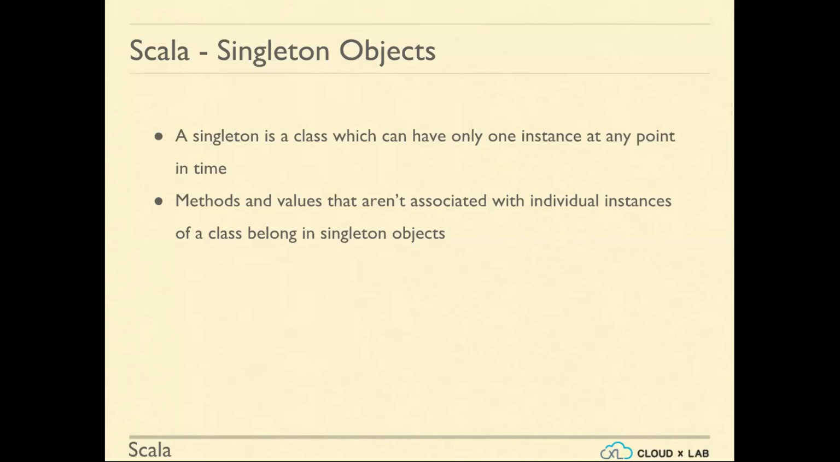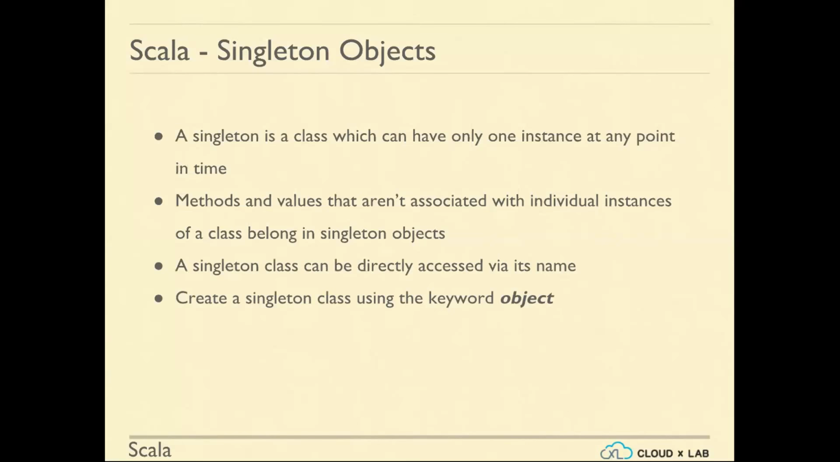Methods and values that are not associated with individual instances of a class belong to the singleton objects, meaning all the methods and values defined as part of a singleton are members of the class, not of objects. A singleton class can be directly accessed via its name. You don't need to create a new object of a singleton class. You can directly start using it. To create a singleton class, you just need to use the object keyword.